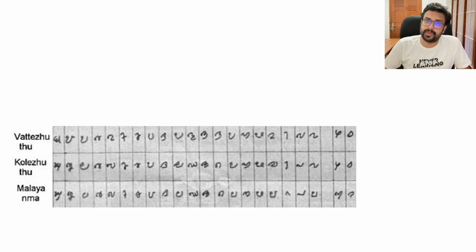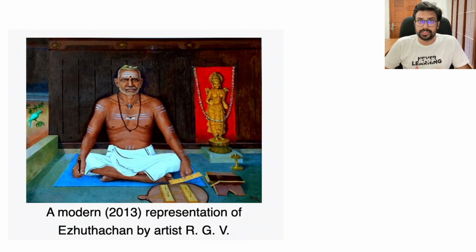In due time, Vatteluthu gave rise to new local scripts called Kodiluthu in northern parts of Kerala and Malayanma in the Travancore south part of Kerala. Tunchathu Ezhuthachan, who is called the father of modern day Malayalam, combined Grantha script, Vatteluthu script and the Kodiluthu script since he was from the northern part, from Malappuram area. And he combined all that to form what we know today as the modern day Malayalam.